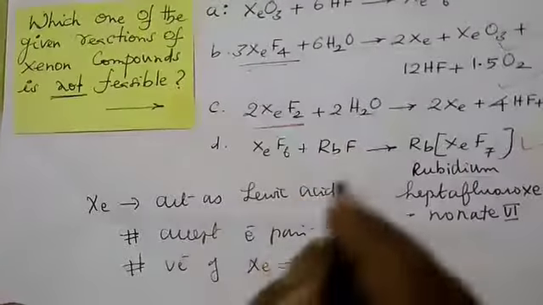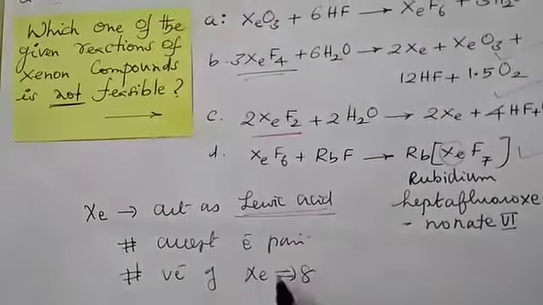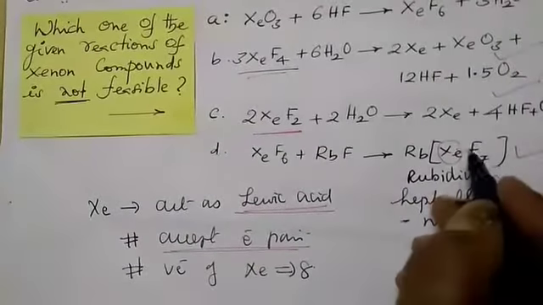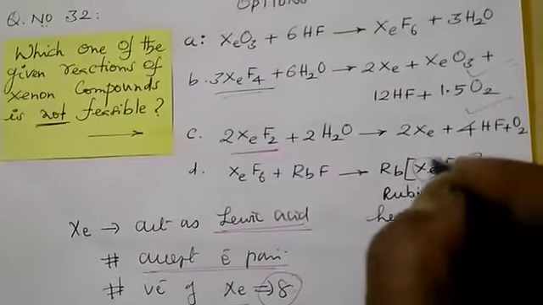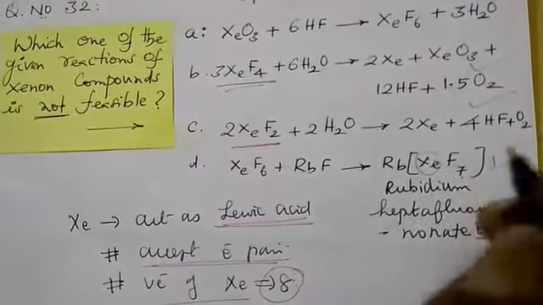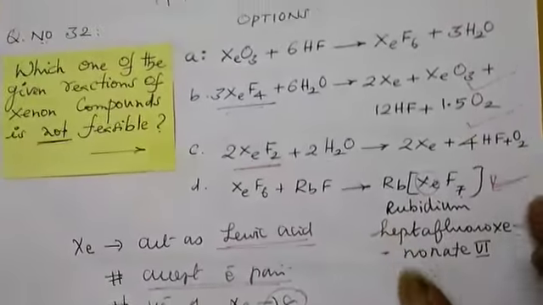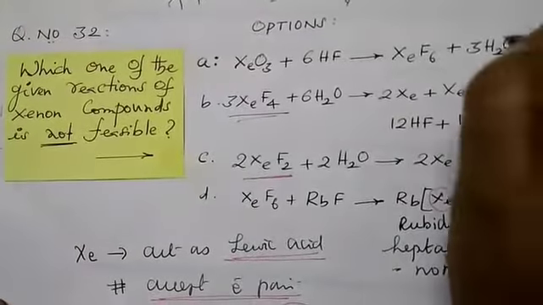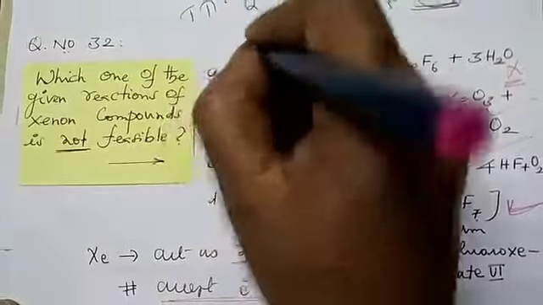What is it? The knowledge is that xenon, the central atom, is acting as a Lewis acid. What is a Lewis acid? It accepts an electron pair. So your fluoride ligand is giving and your xenon is accepting, because it has 8 valence electrons, 7 are consumed, which means it is able to accept. Because of that, the complex formation is possible. So the answer is that this reaction is not feasible, because they are asking which is not feasible.